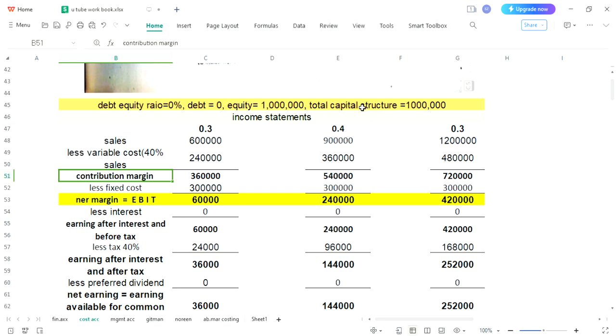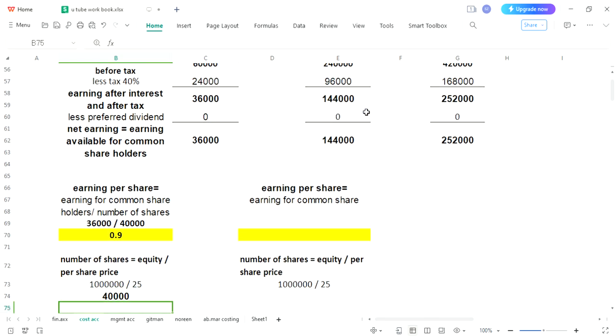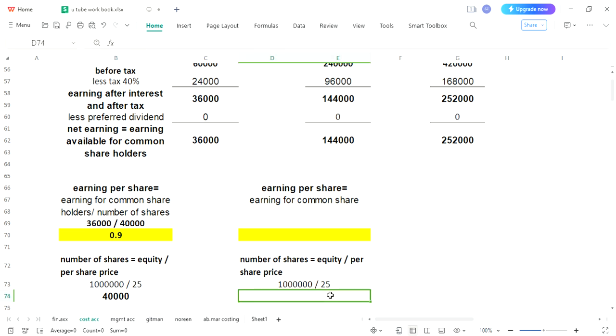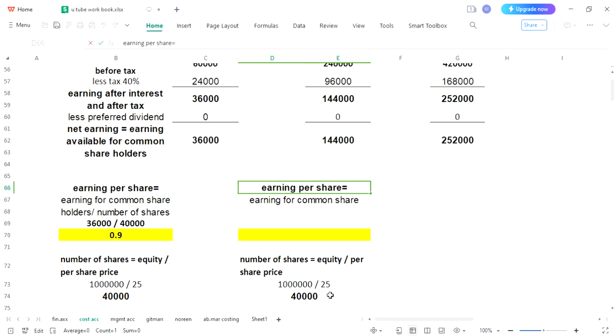So finally we are up to calculate our number of shares. Total equity was 1 million. Per share price was given in your question, that was 25. So simply you will divide it by 25. So number of shares is 40,000 in this case as well. Now we will calculate EPS. This is also called your EPS.